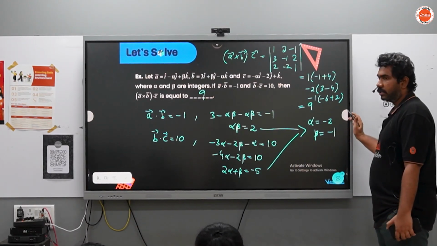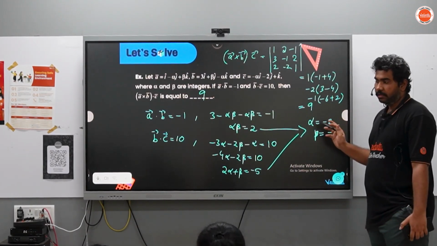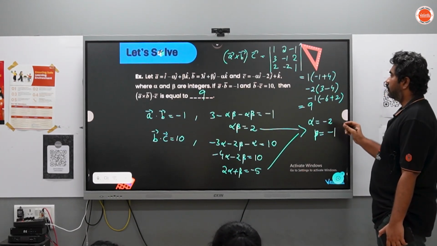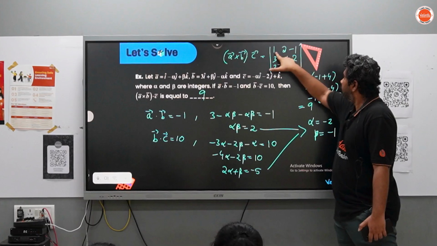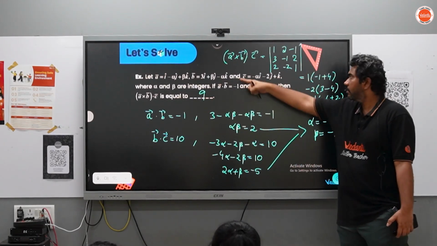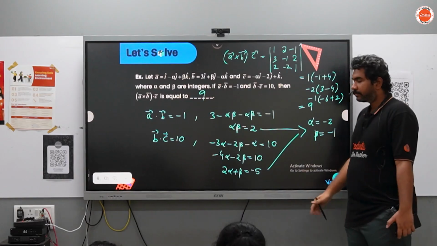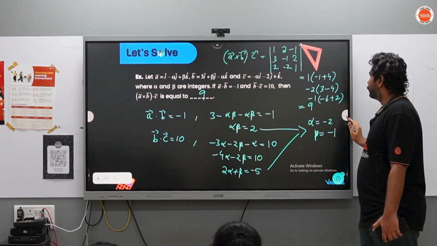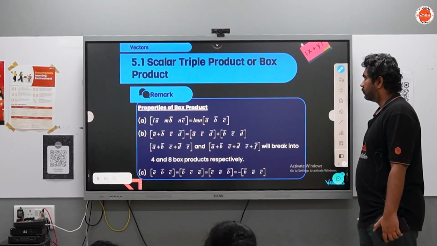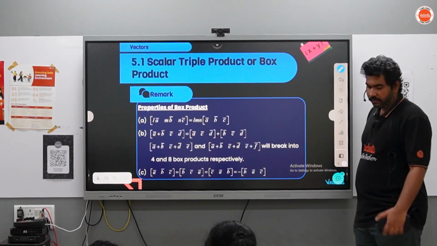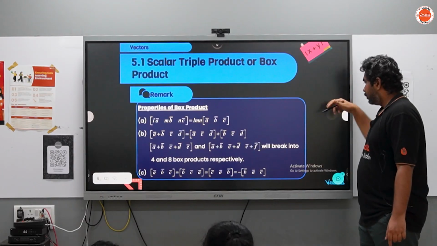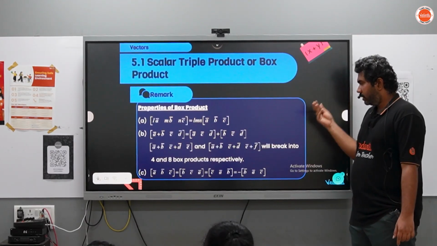It's a very simple, direct question. The only thing you need to focus on is to make sure that the right components are written in the respective rows. Okay, properties of box product. Again, this is just another way of looking at the determinants.